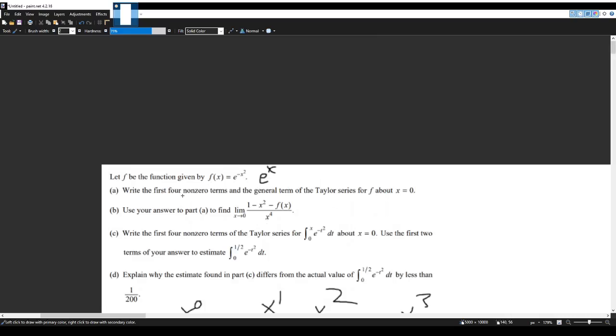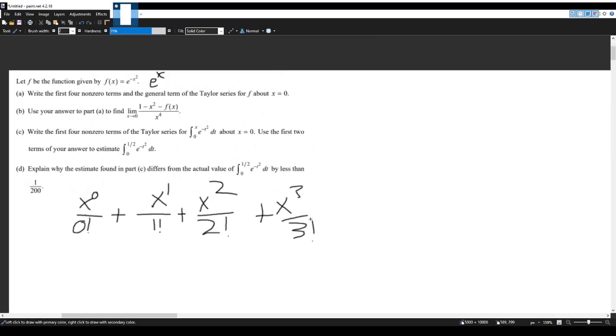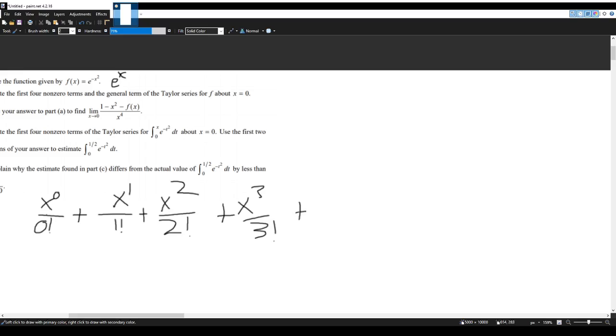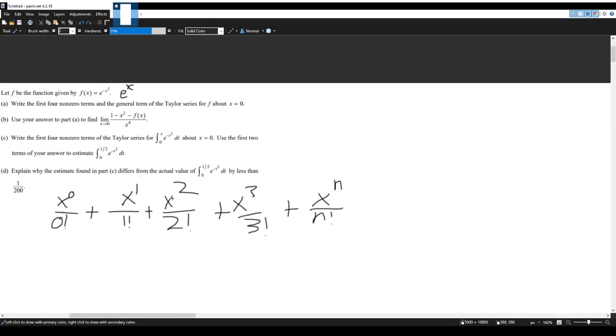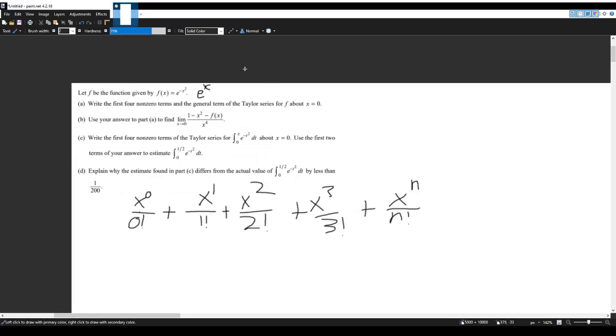How many terms do we want? First four non-zero. So those are all going to be non-zero. And then the general term. So plus x to the n over n factorial. So that is it for the e to the x.